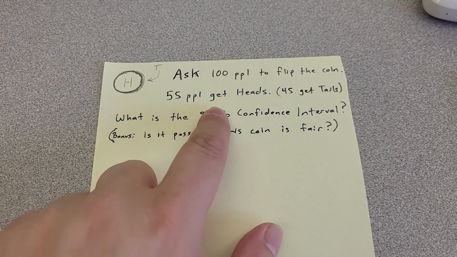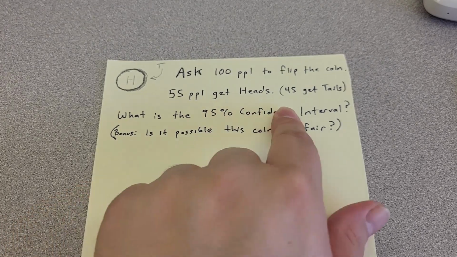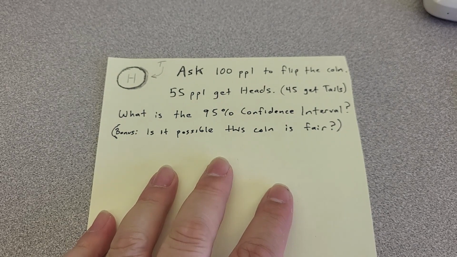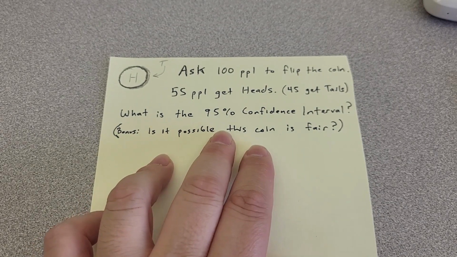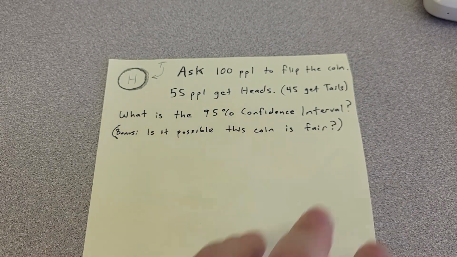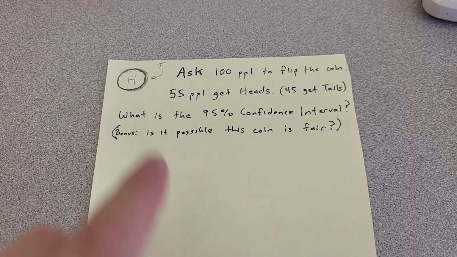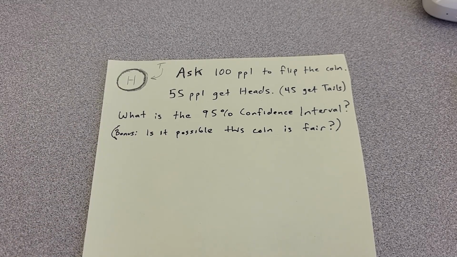55 of the people got heads, which means 45 of them got tails. And the question is, what is the 95% confidence interval? And as a bonus, we can talk about whether it's possible that this coin is a fair coin. In other words, that it's a 50-50 shot to get a heads or a tails.